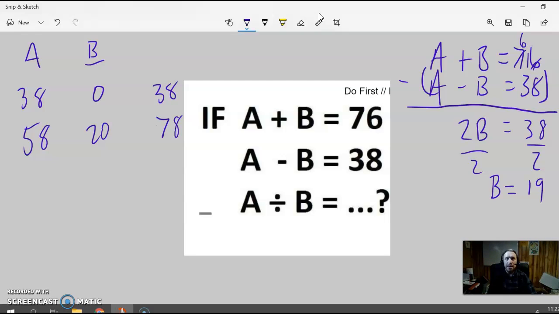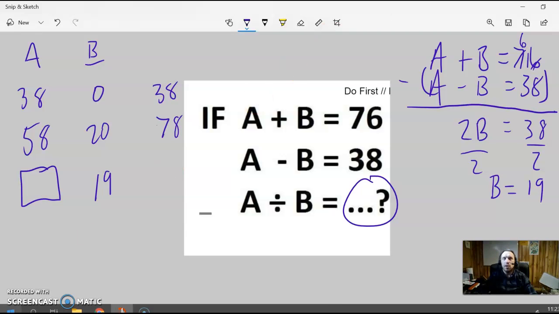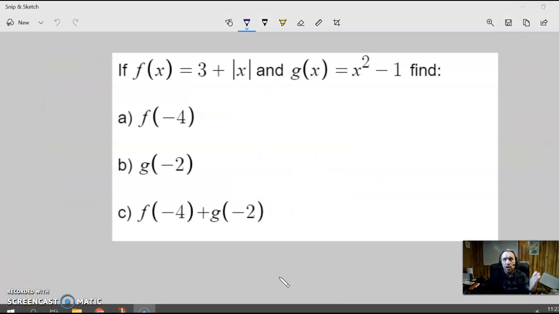Divide both sides by 2, and we get b equals 19. So now if you know that b is 19, you can find what a is, and then you can find out what a divided by b is. I'll let you do that on your own. No need to solve that riddle for you. What I do want to focus on is the second part of the do first.